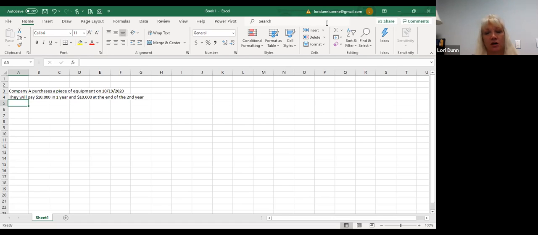How much did that equipment cost? Well, we don't go 10 plus 10 is 20,000. No, because within each $10,000 payment, the seller is charging company A interest. We just don't know how much. It's not broken down. So the real cost of this equipment is those two $10,000 payments with the interest taken out of it.